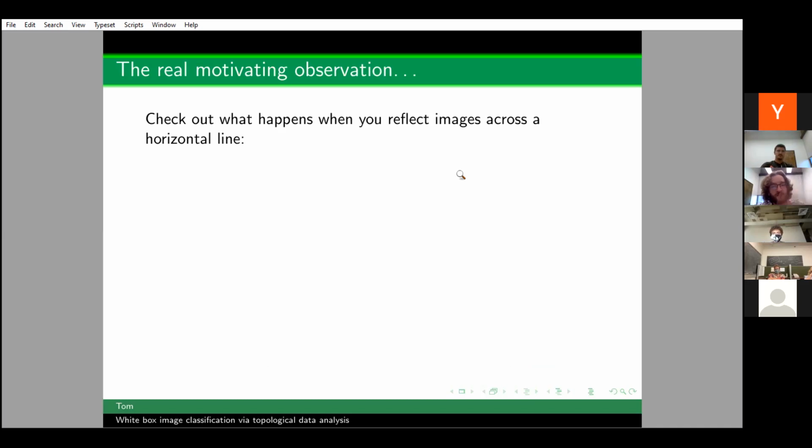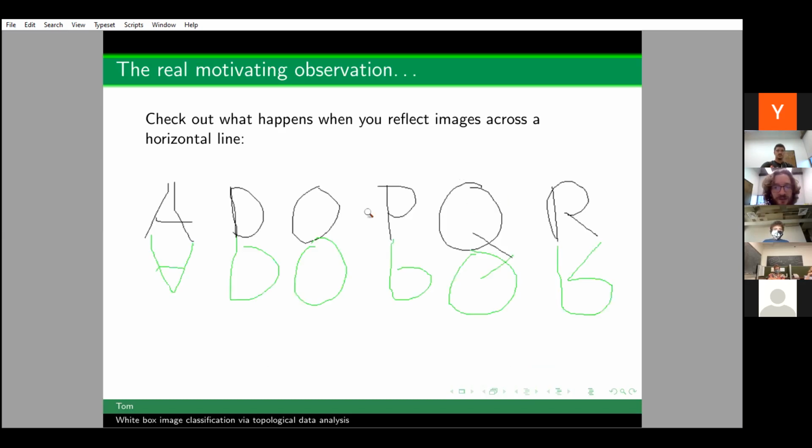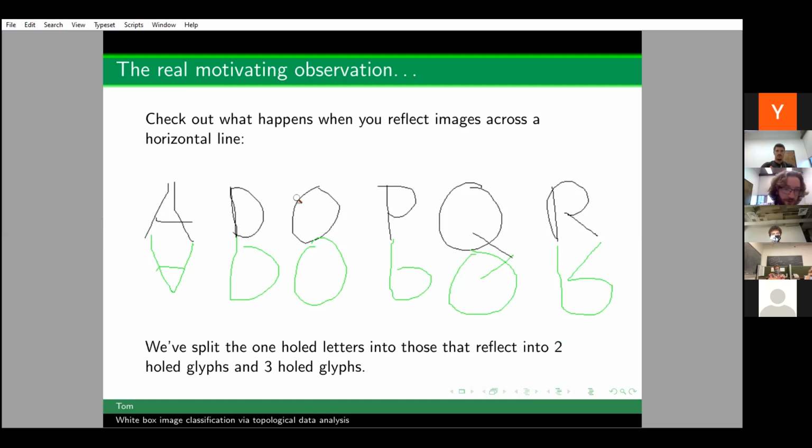So if you imagine those images sitting on the x-axis and you reflect across the x-axis, you can see my original observation and motivation for this. When you reflect across the horizontal line, we've split up the one-hole letters into, for instance, this A, which reflects into something with 3 holes in it, and the D, O, and P, which reflect into something with only 2 holes in it.